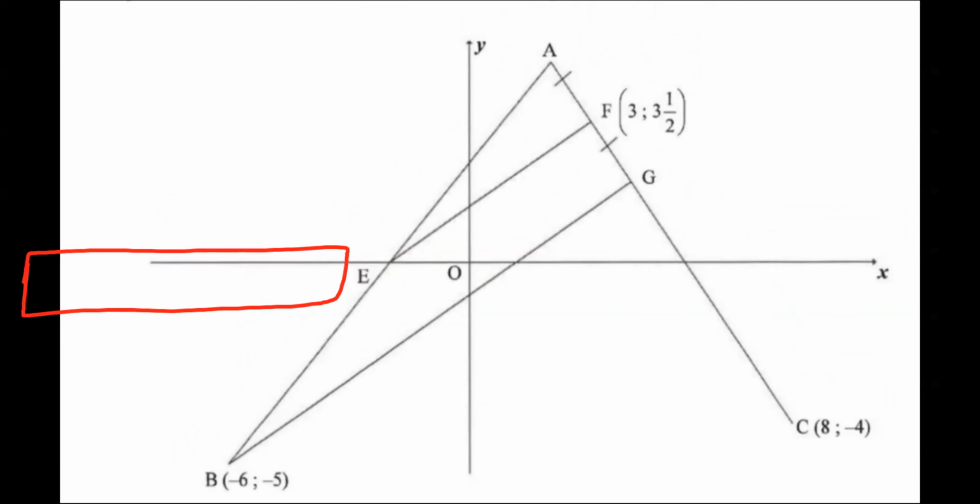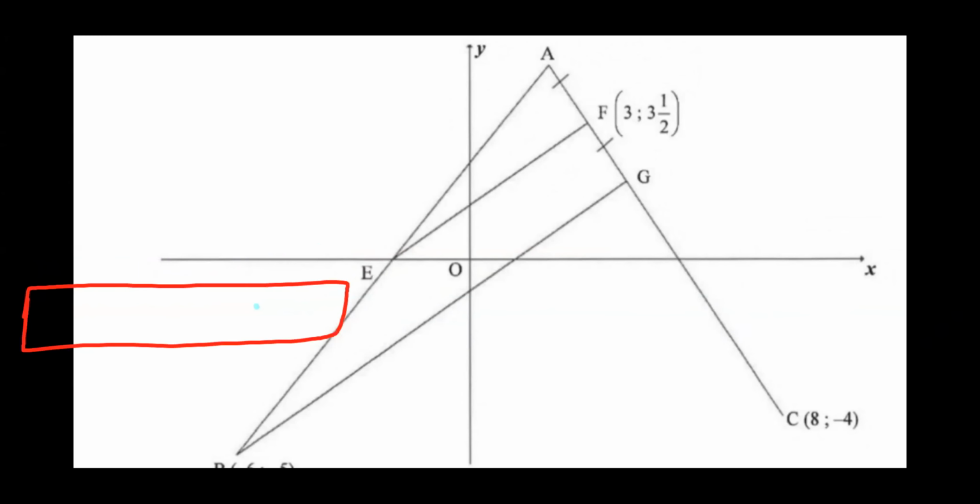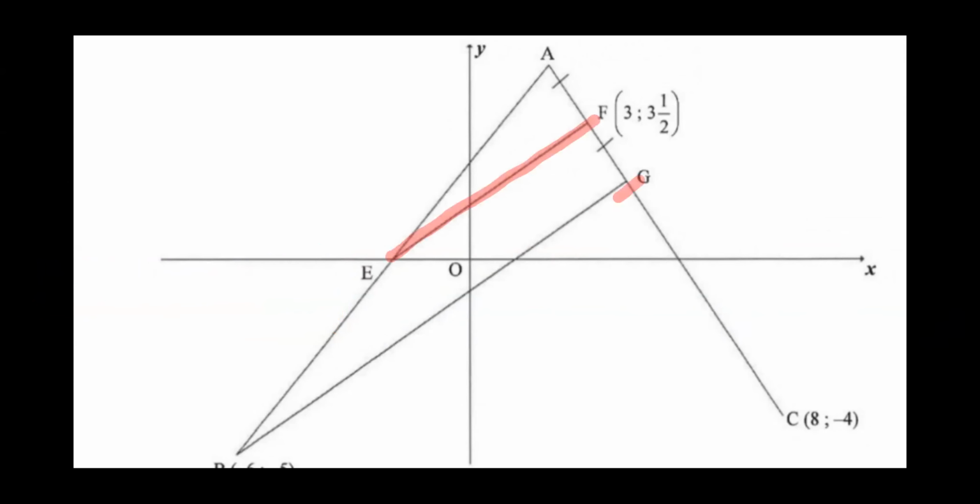Okay, so let's see where these two lines are. EF is the short line inside the triangle, and BG is the longer line at the bottom of the triangle. Now, if I'm being honest, there are actually more ways of proving that this is parallel, but I'm just going to use the fact that if you prove the gradients are equal, then the lines will be parallel.